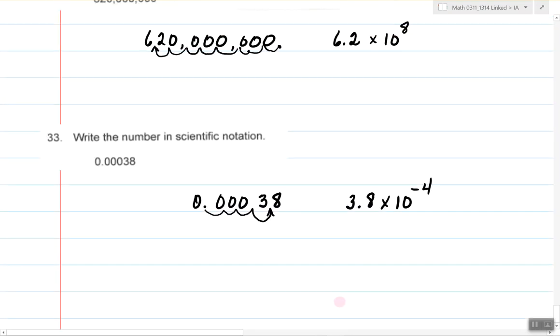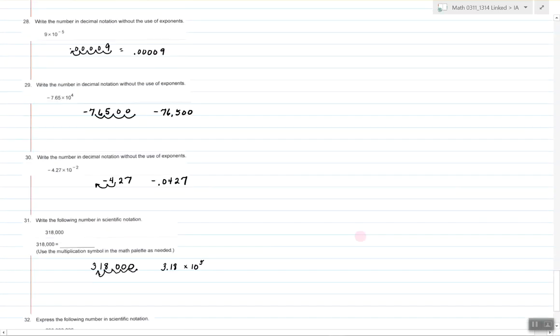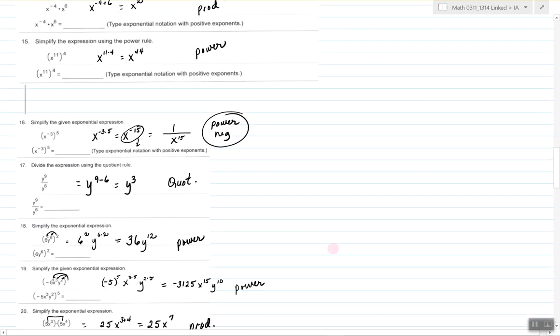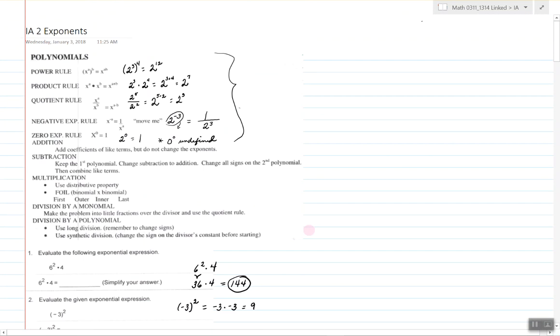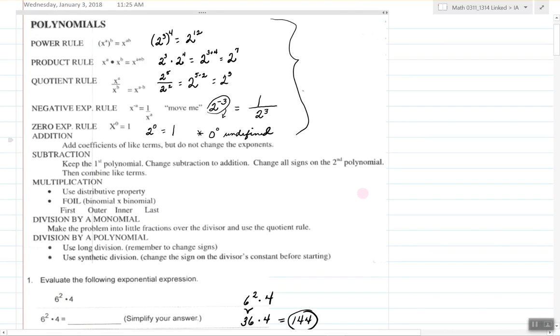All right, I believe that concludes our lesson. This hopefully was all review. Hope I'm not making you dizzy here. And the main thing that you needed to do was become comfortable with using these properties or rules of exponents.